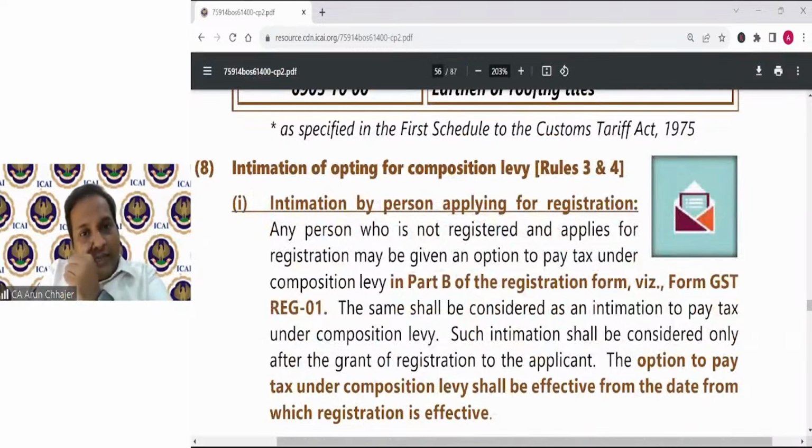Now, rule 3 and rule 4, intimation of opting for the composition scheme. So let's take a small break again of 10 minutes. Not 10 minutes, a short break of 5 minutes only. We will resume at 8 o'clock. Okay, sharp at 8 o'clock we will meet.